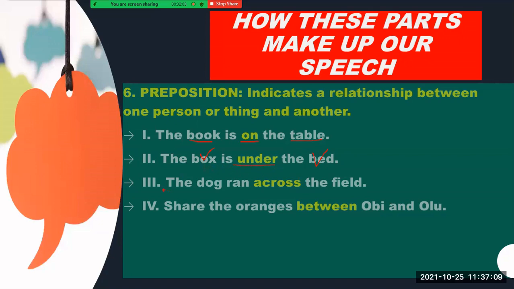Now, example, the dog ran across the field. Now we have the dog and we have the field, and then the relationship between them is indicated using the preposition across.